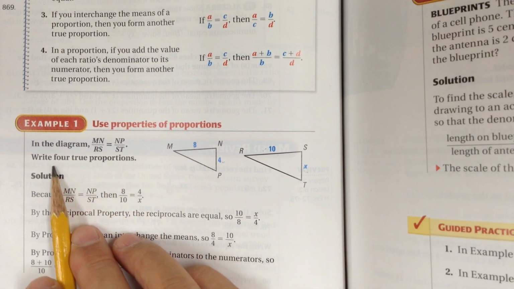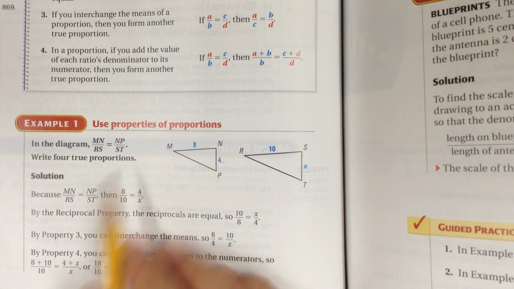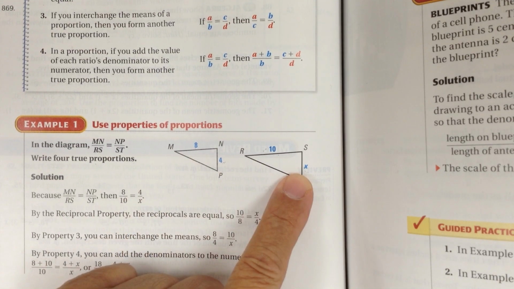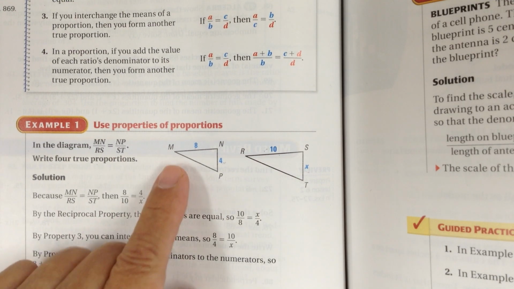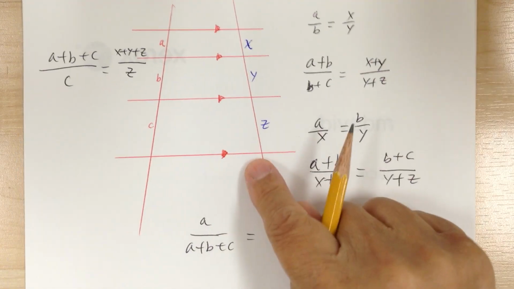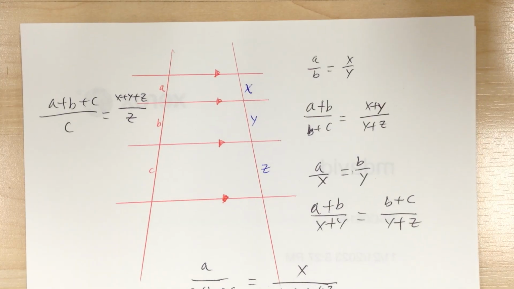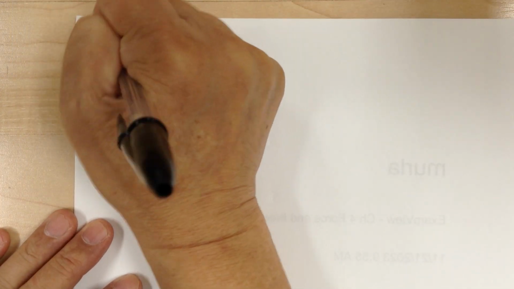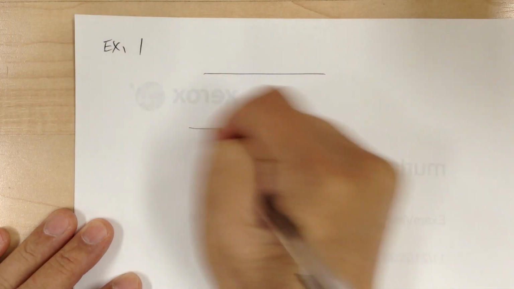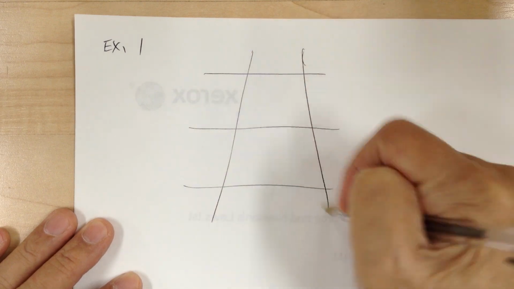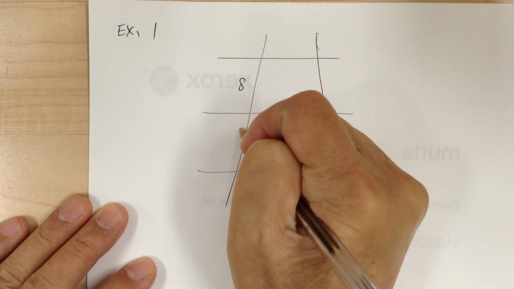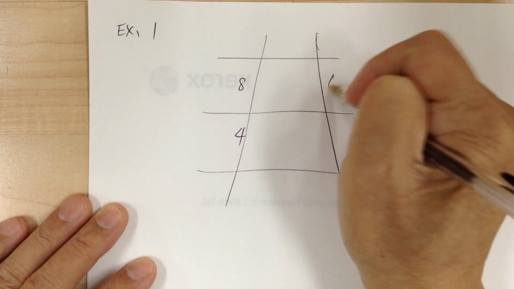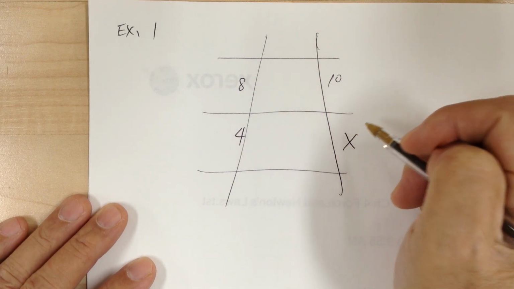And it says write 4 true proportions. So how do you write 4 proportions based on this? Again, if you go back to this picture over here, it helps you to visualize. So in example 1, the way you do this is going like this. So you have the 8, 4, 10, x.